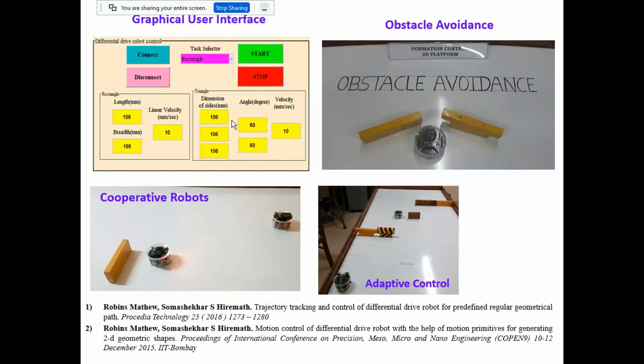Next, we have extended this work to cooperative robots. Here, two or three more robots are there, all wirelessly connected, which track the final destination one by one. We are adopting what we call the leader-follower approach. This is the leader, this is the follower. Both are moving towards the target point you are fixing.